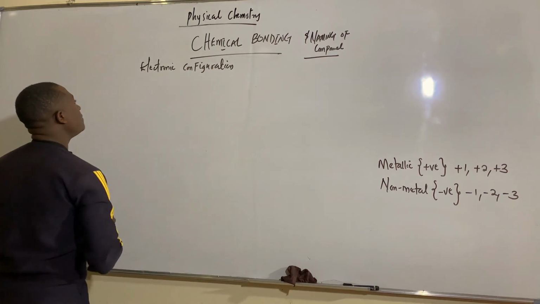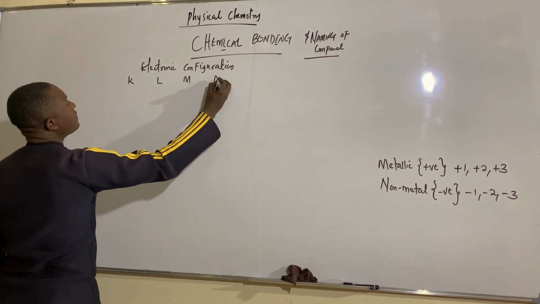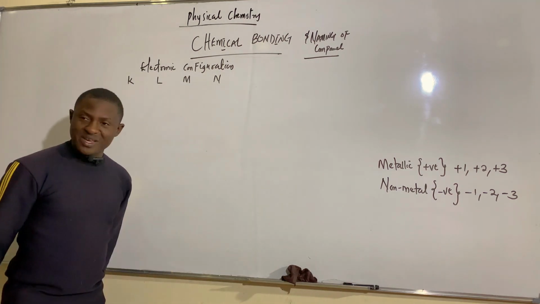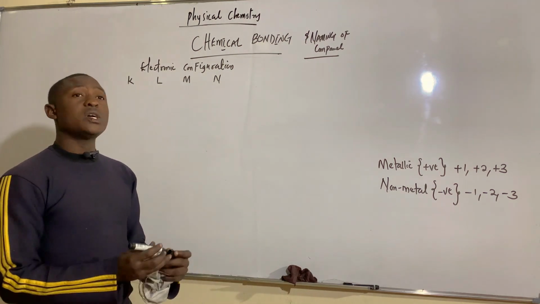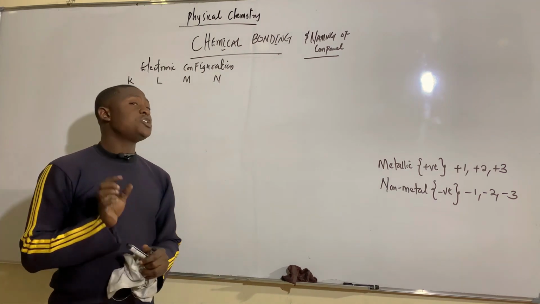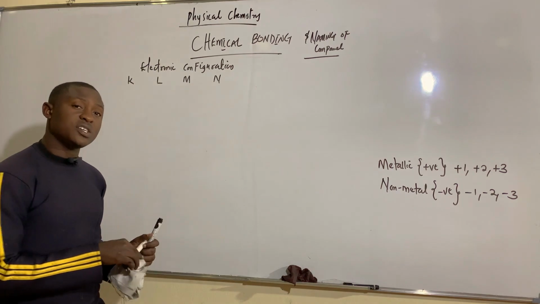We have different types of shell. We have the K shell, the L shell, the M shell, the N shell, and even O, P, Q, R, S, T, U, V, W. We have those kinds of shells. Since we are dealing with the first 20 elements, I'll be making use of the K, L, M, N shells. Please don't be confused about this. Science too can take a U-turn.